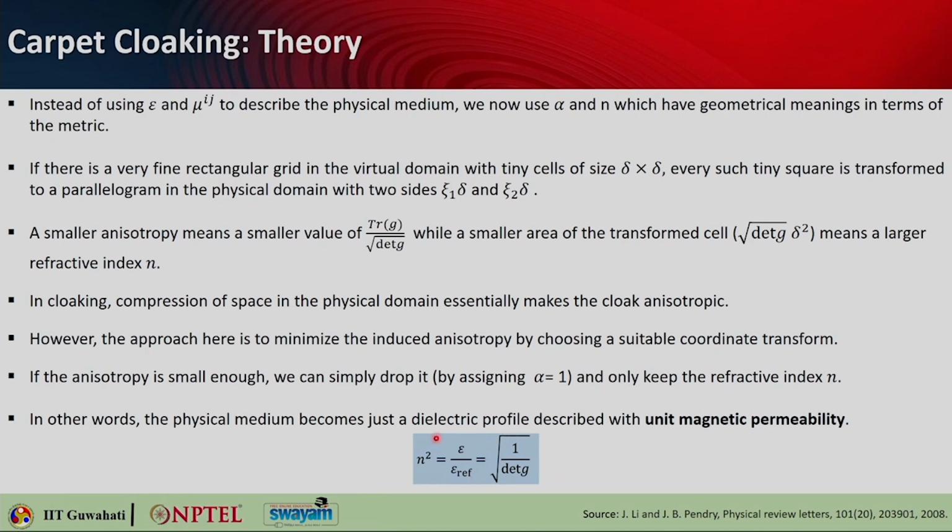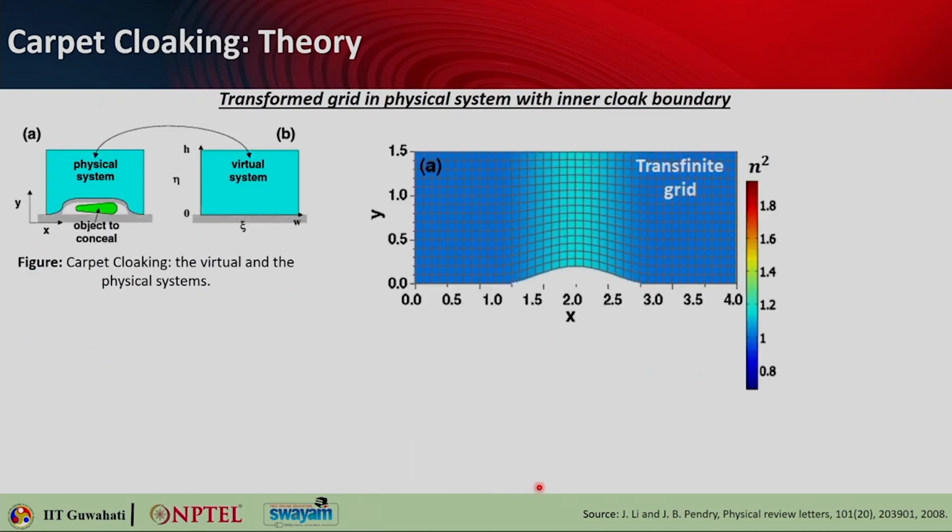So, the dielectric profile will be n squared equals epsilon over epsilon reference, given by the square root of 1 by the determinant of G. This way you are able to do it. This is the transformation. First, from this rectangular grid, you have to go to this particular system, and you have to see how you can now define the grids. There are two types of grid system possible.